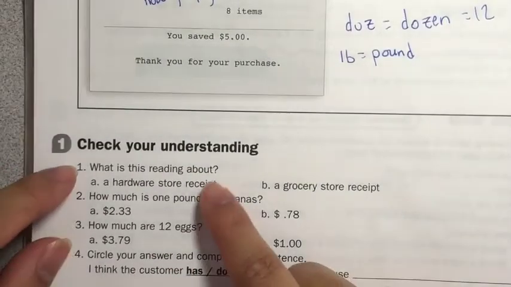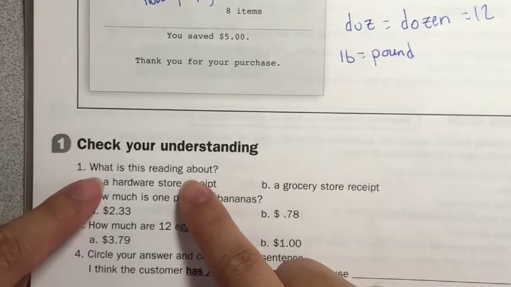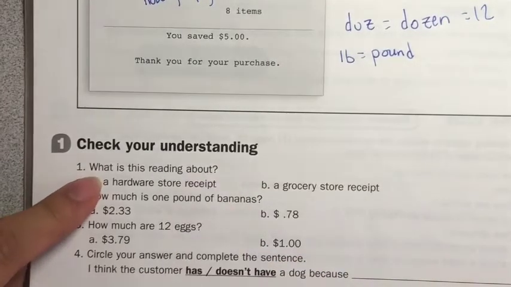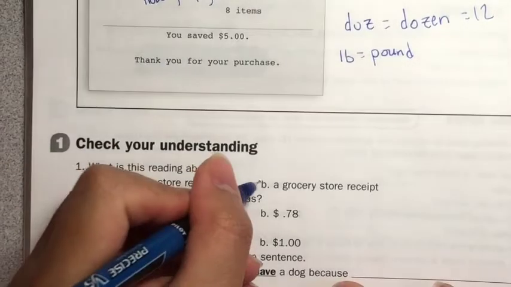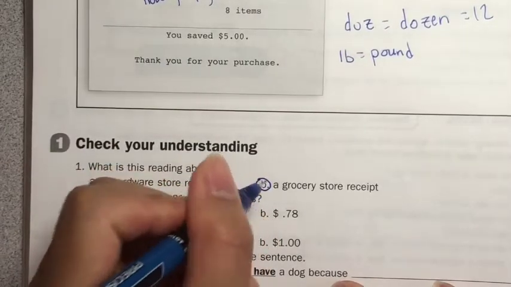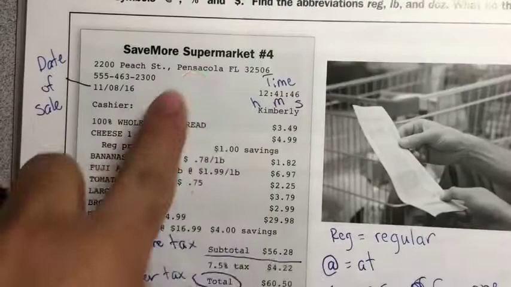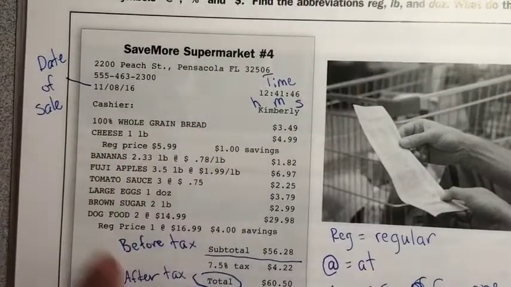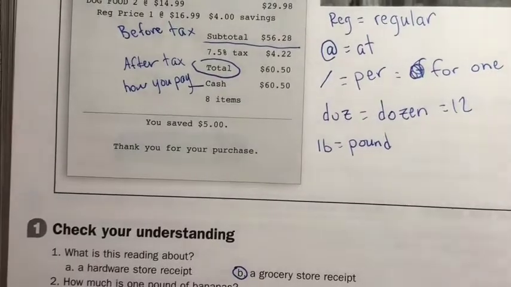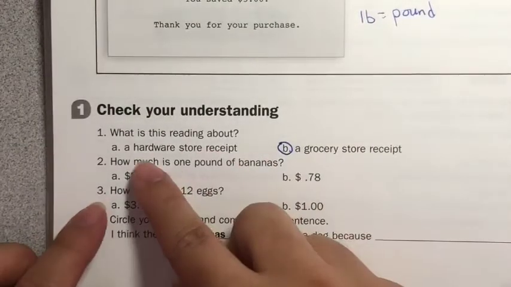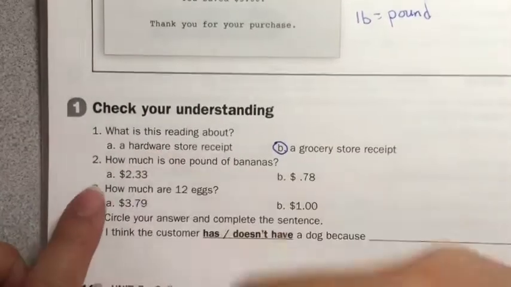Okay, so let's answer the questions. 1. What is this reading about? What is the receipt about? Well, the receipt is a grocery store receipt. How do we know? It's a supermarket that sells food. A hardware store sells tools like Home Depot.